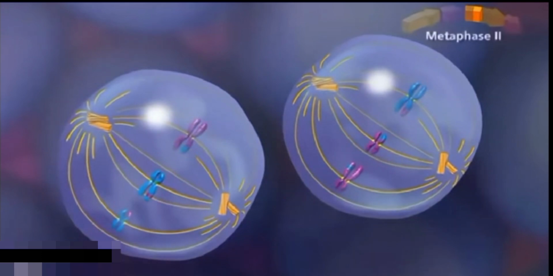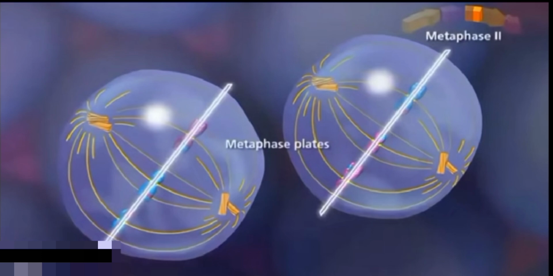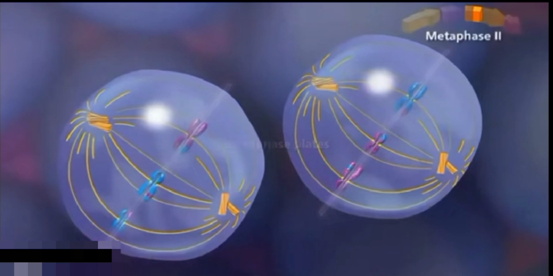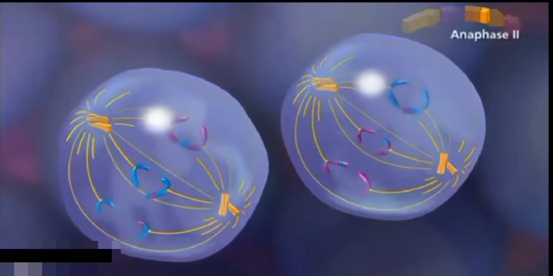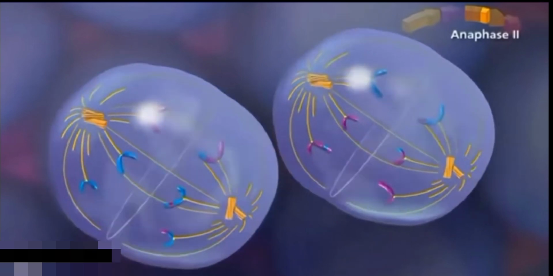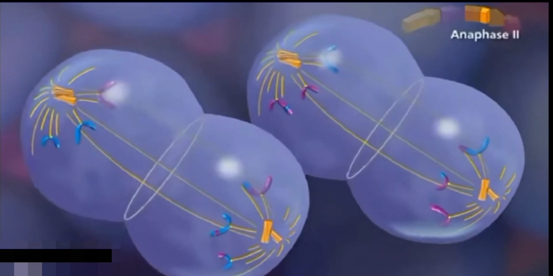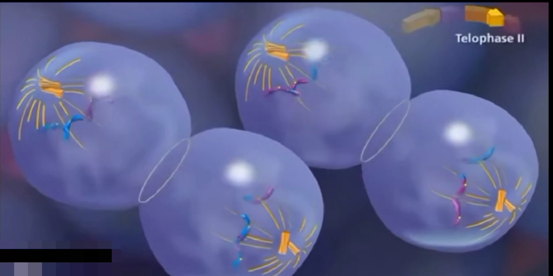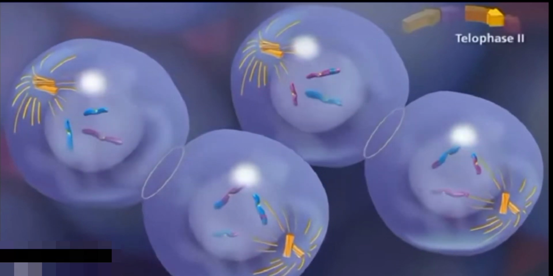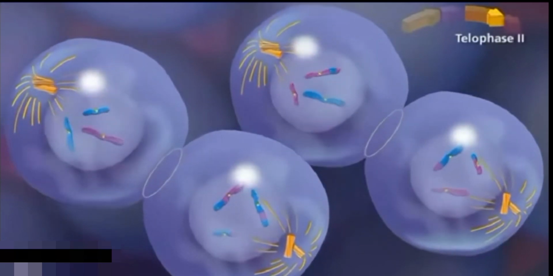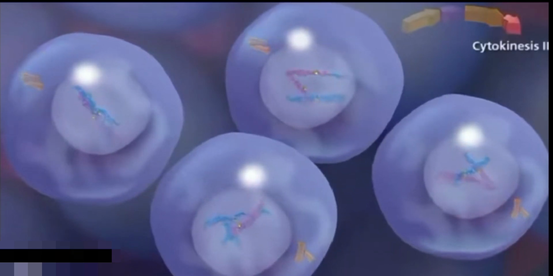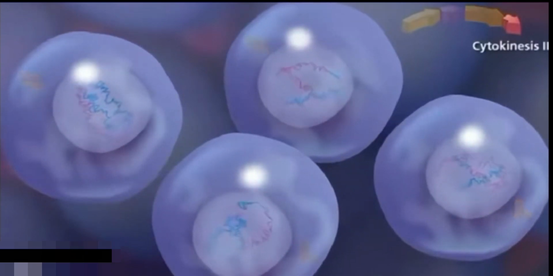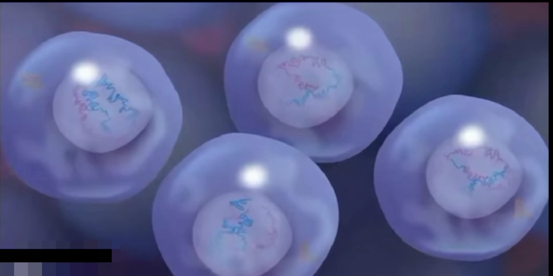The spindle aligns the sister chromatids along the metaphase plate during metaphase 2. During anaphase 2, sister chromatids separate and individual chromosomes move toward the poles. The entire process ends with telophase 2, as the chromosomes decondense and the nuclear envelope reforms. Cytokinesis occurs, and cleavage furrows separate the 2 daughter cells into 4 haploid daughter cells.